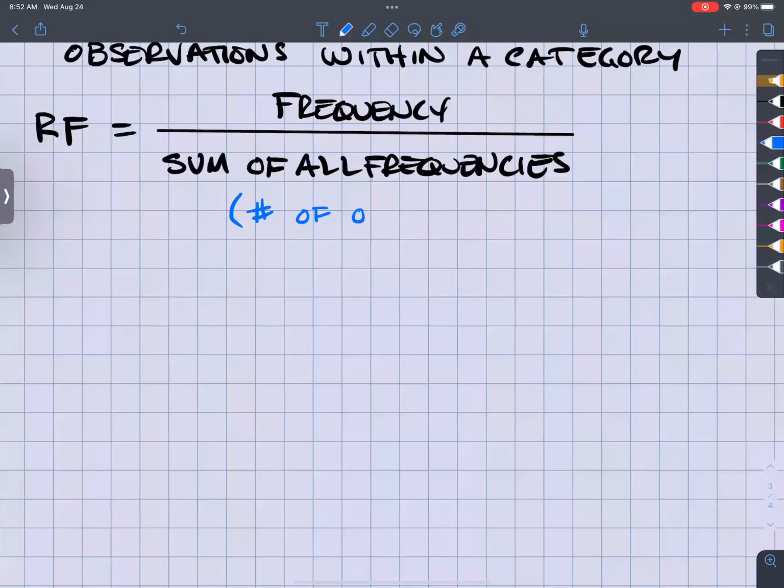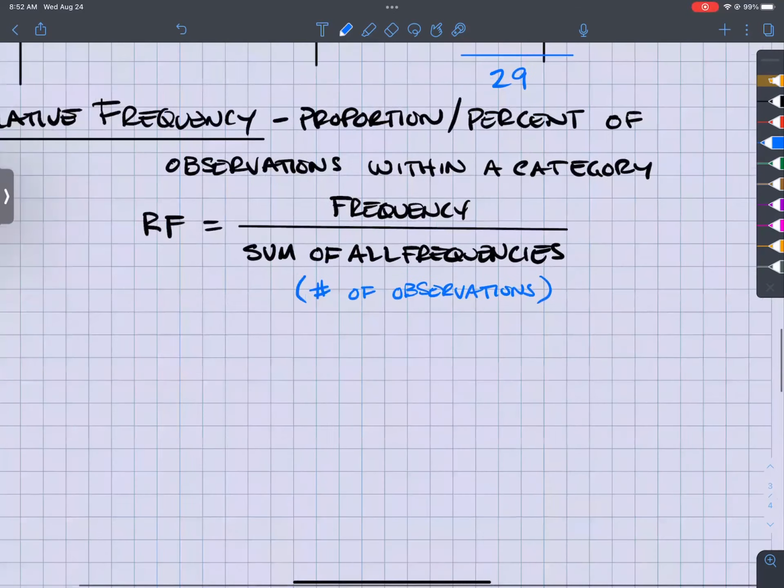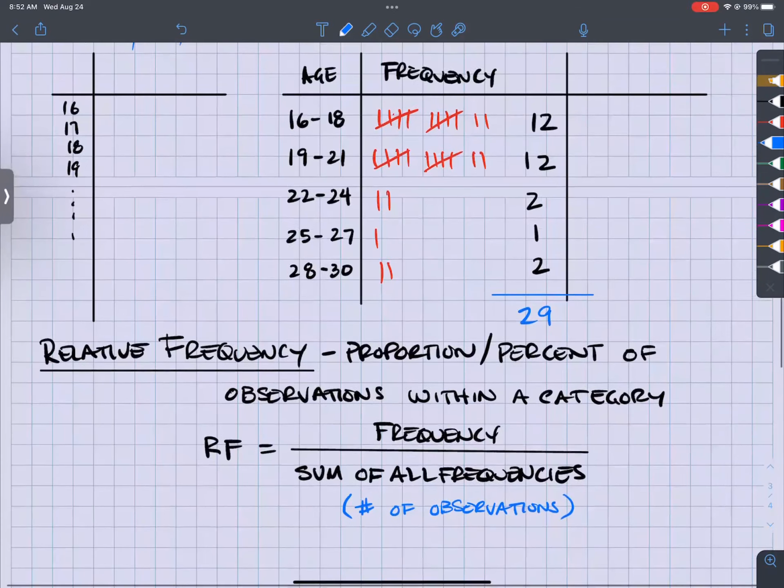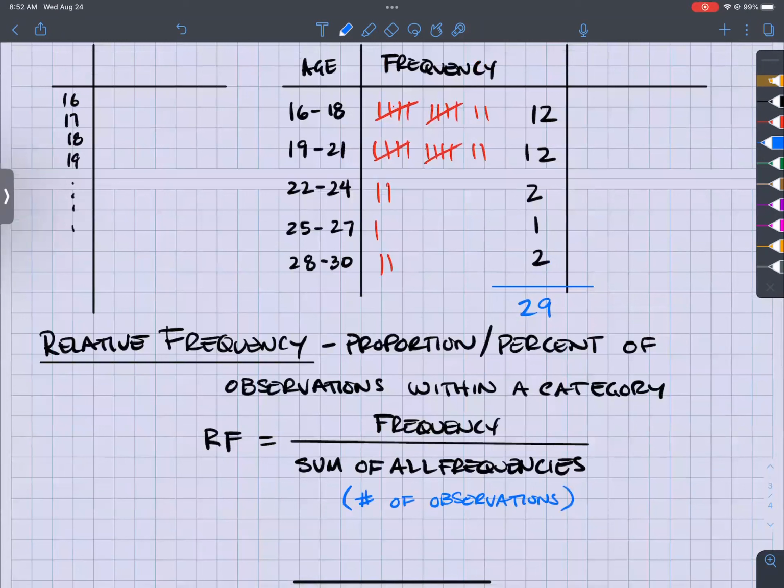Okay. So I would almost call this the sum of all frequencies, or the number of observations. Now, don't get me wrong. If they only gave you a frequency table, then the sum of all observations would still mean the sum of all the frequencies, right?